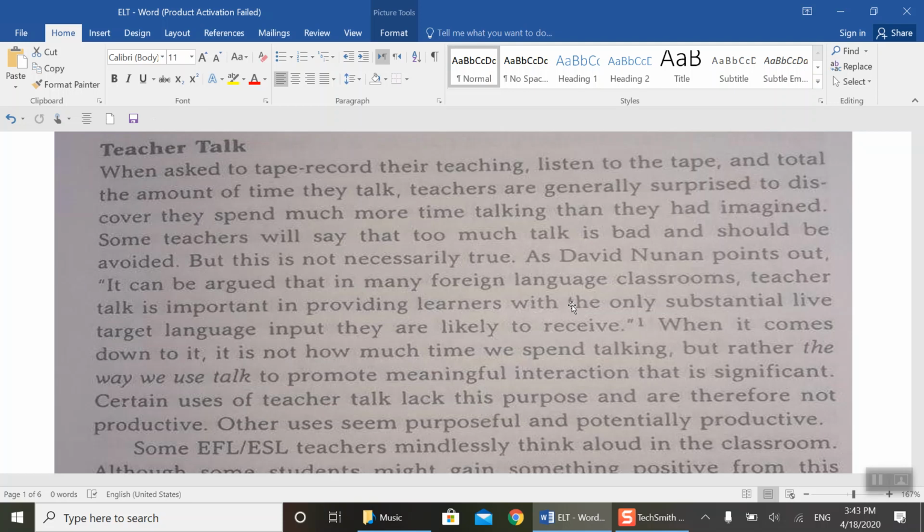Why? If I, for example, speak a lot, if I talk a lot, the students will not have any chance to practice, to communicate between each other, to use the English language. Okay? They are just silent, sitting on the chairs and looking at me talking. For me, this is something not good, something bad, that should be avoided.